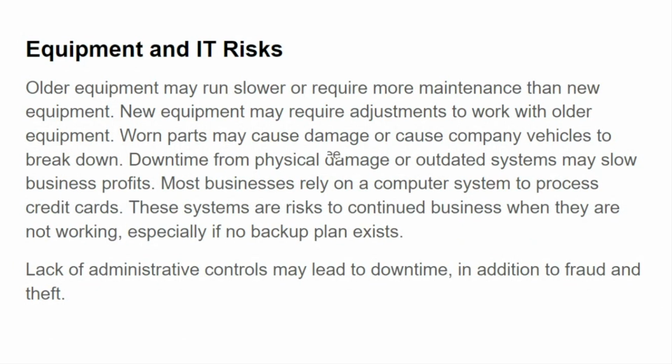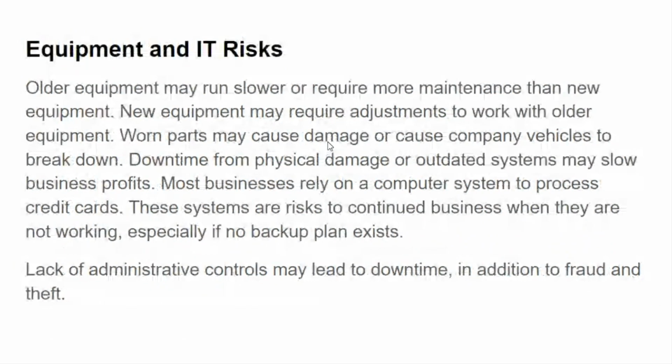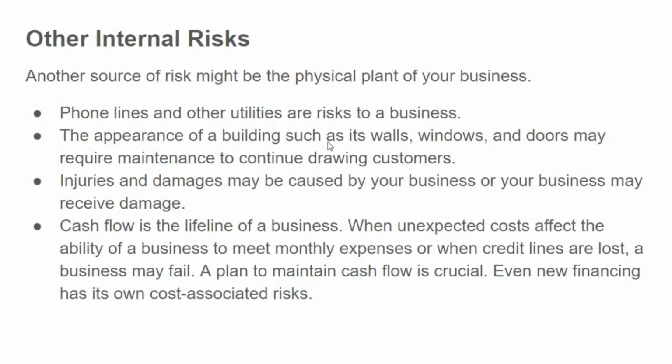So a lot of companies, for example, will always say we need new equipment that has the safety standards on it. Things like guards on equipment. Welding machines, for example, that are rather new, have a lot of protection on them against electric shock. Lathes, for example, new ones have covers and shields to make sure things don't go flying off. So worn parts, older equipment tends to come with some challenges. And administrative controls too, are we keeping track of these problems? Other internal risks: phone lines not working, utilities not working, the building falling apart, injuries.